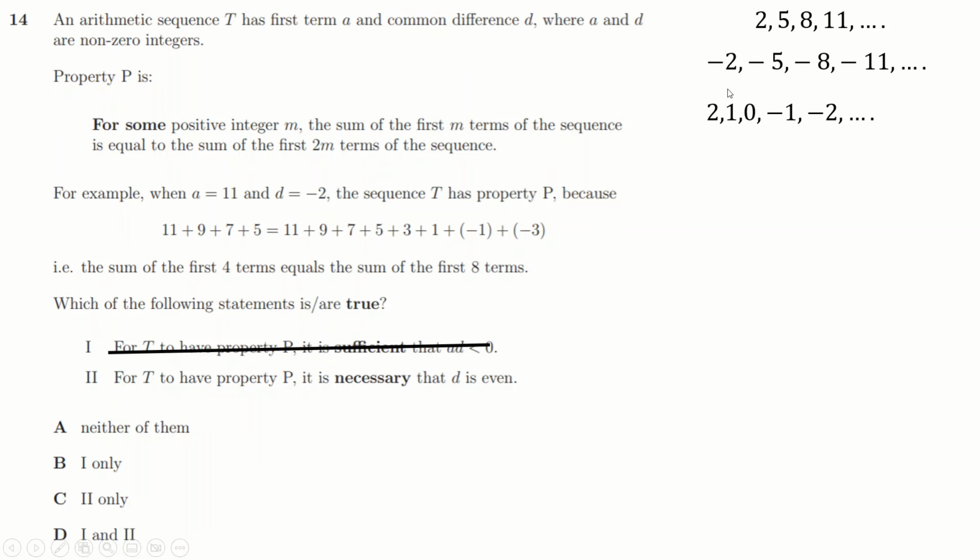And yeah, right? Because look at this sequence here. Those 3 cancel with each other really nicely. So if I just start the sequence earlier, like here, the first 3 terms add up to 9. And the first 6 terms also add up to 9, because these 3 cancel. And the difference is only 1, which is not even. So it's not necessary. So neither of them are true.